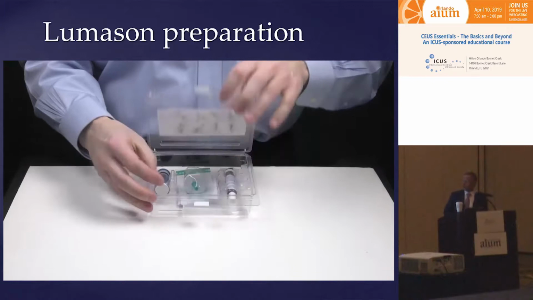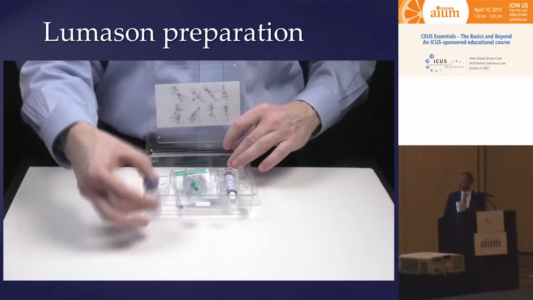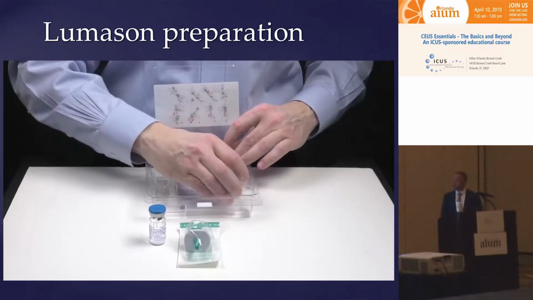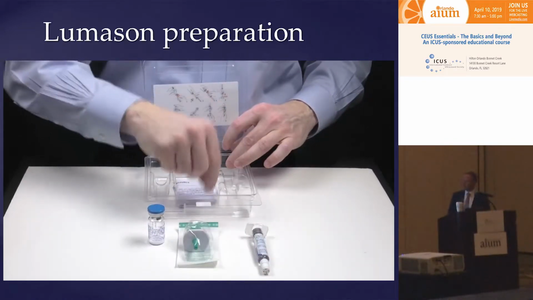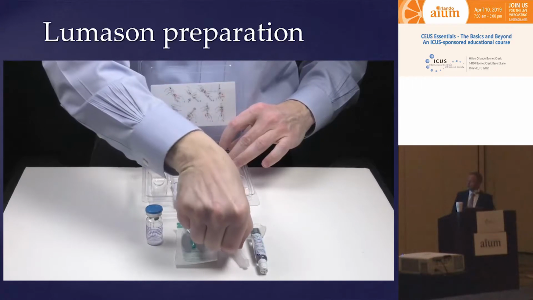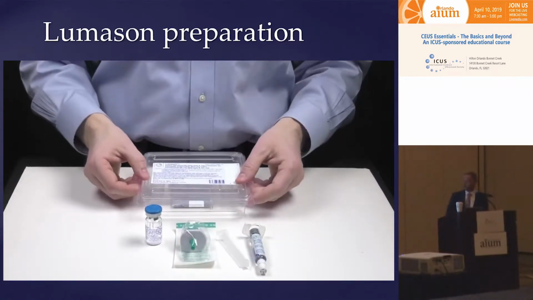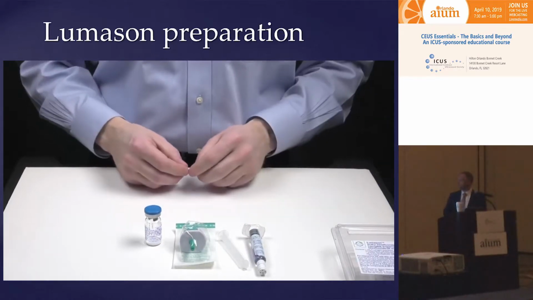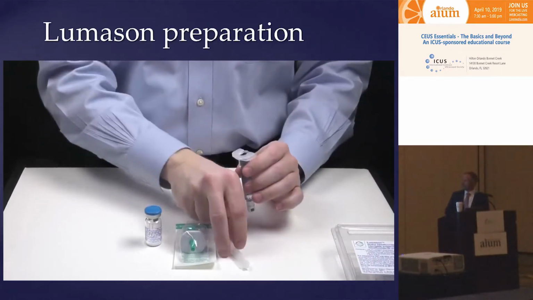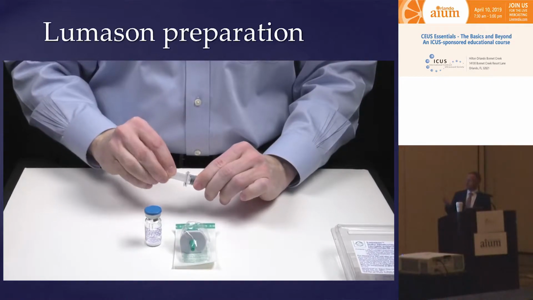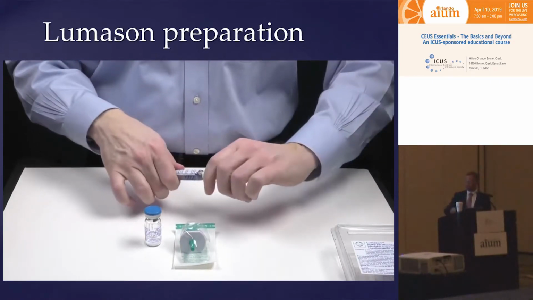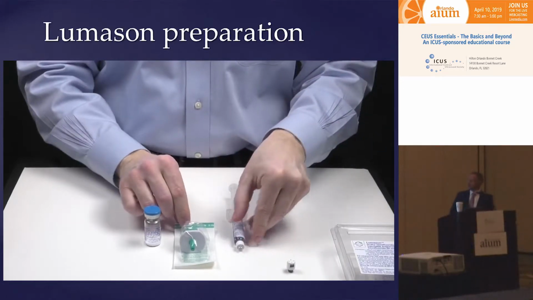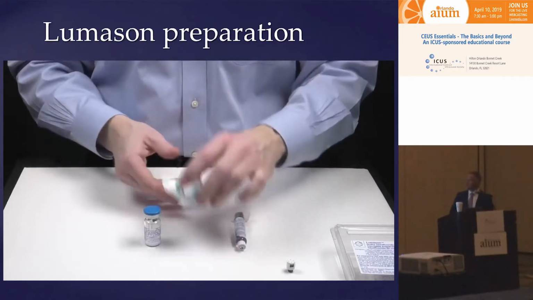All right, to prepare Lumason, you just open this kit. Again, it comes with a vial of Lumason, a chemo spike, and this syringe that comes in 2 pieces. There is a syringe itself and the plunger that comes as a separate piece. After you take everything out, I usually start by assembling the syringe. You just screw the plunger into the syringe and you break the cap of the saline syringe. Leave it alone for a second.